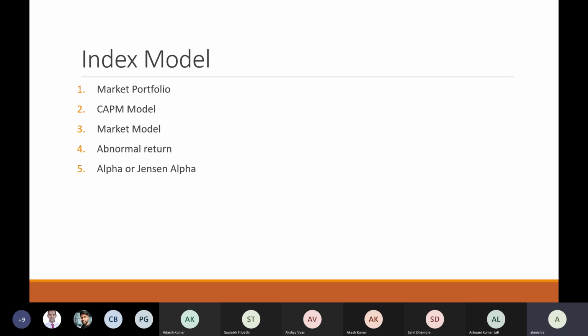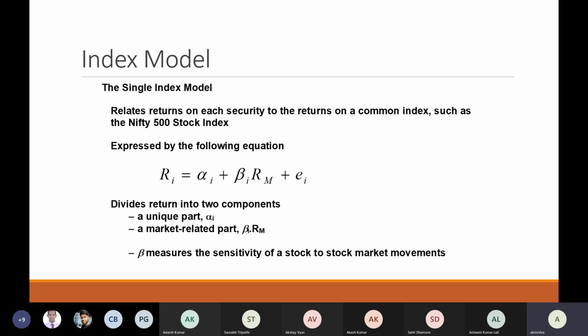Whether you are able to recollect or not, if you have studied these things, that's fine. Otherwise we will be covering them in portfolio theory, which is about the market portfolio. The CAPM model we already covered, but its application we will talk about. There are the market model, abnormal return, and measuring performance using Jensen alpha, or measuring the performance of your portfolio or a particular asset class. We can calculate it through this. So this is very basic.